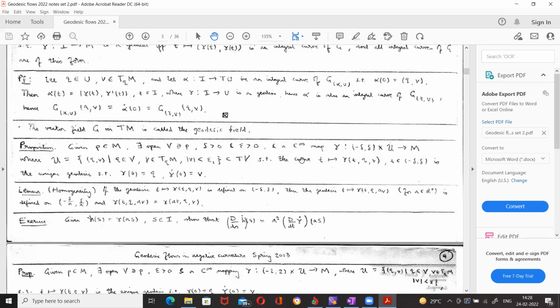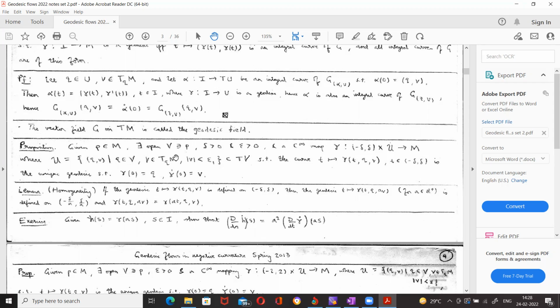And this map gamma from minus delta comma delta to U satisfies, for any Q comma V in U, the curve t maps to gamma of t comma Q comma V, where Q, V are fixed and t belongs to minus delta comma delta. This is the unique geodesic such that gamma 0 is Q and gamma dot 0 is V. All right, so this is the unique geodesic with initial conditions Q comma V. Is it clear?